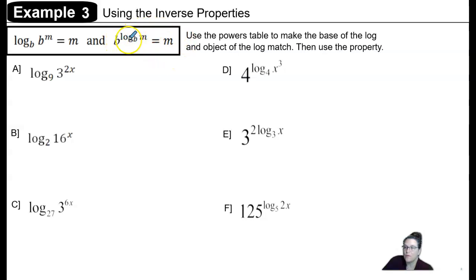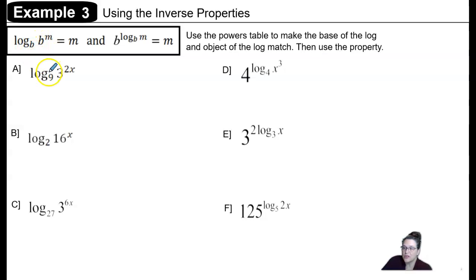And then we have the form b raised to the log base b of m equals m, and that's when your base of the exponential matches the base of the logarithm in the exponent, then the argument of the log is the answer. So we want to look at example A. It's in logarithmic form, so we're going to use the log form of the inverse property, and we need to make the bases match.